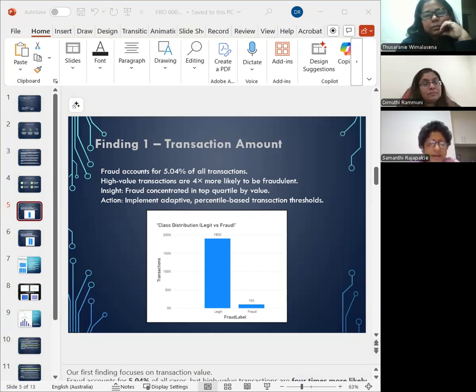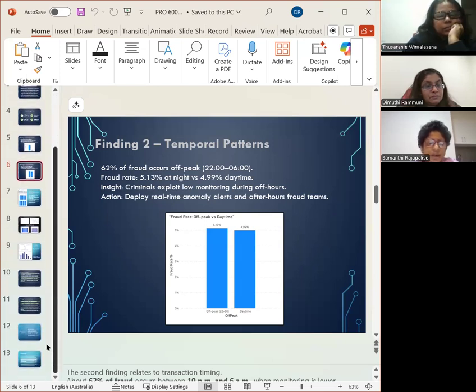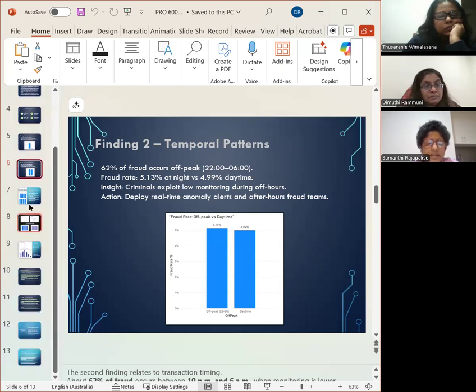The second finding is time of the day. About 62% of frauds happen between 10 p.m. and 6 a.m., when fewer staff are monitoring the systems. Fraud at night is slightly higher than during the daytime. This shows criminals take advantage of off-peak hours. So we recommend adding real-time alerts and a small night fraud team to watch transactions after hours.